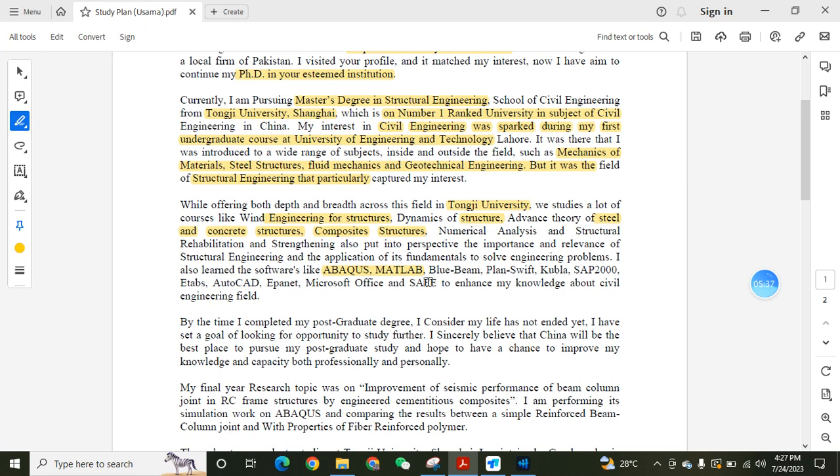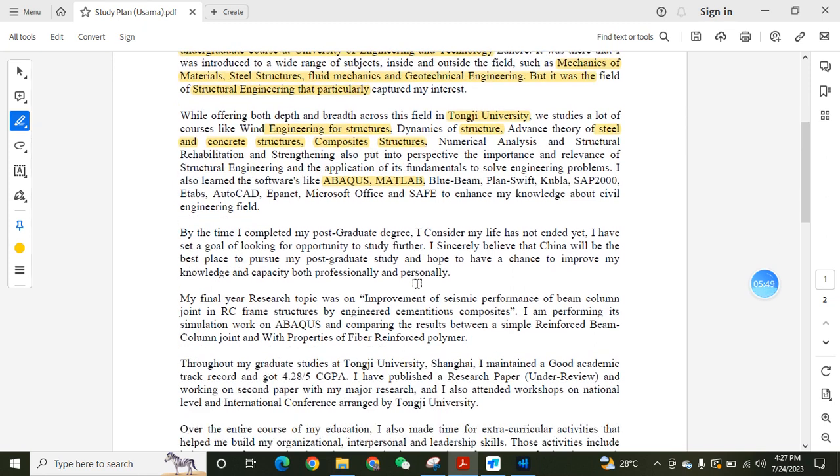So this can get attention, like you are very expert or very good at structural engineering because you learned a lot of software related to structural engineering. And then you can tell that, I don't want to stop here, I want to continue further. For example, when I completed my master's, I wanted to do the PhD. By the time I completed my postgraduate degree, I considered that my life has not ended yet. I am looking for further opportunities.